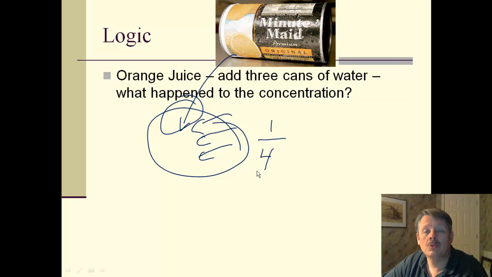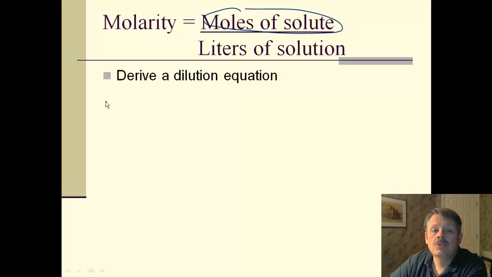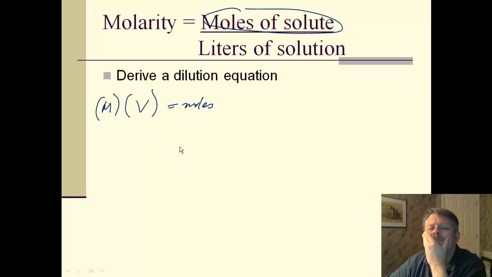So what we're going to do is try and figure out how to do that mathematically. Now, we do have an equation for molarity, and it's moles of solute per liters of solution, but let's solve for moles of solute. So moles of solute is going to be molarity times your volume. Now, what happens when we took our tomato soup and added a can of water? Did we change the amount of soup that was in there, the amount of tomatoes? No, the moles stayed the same.